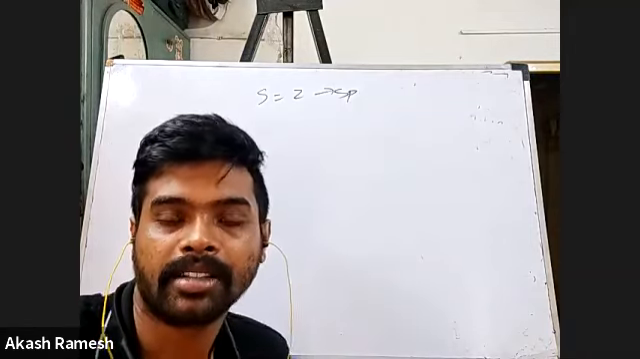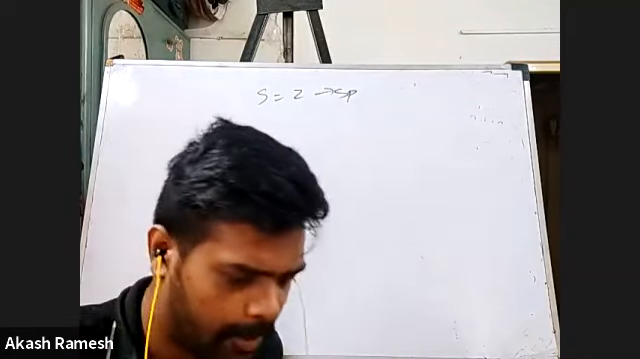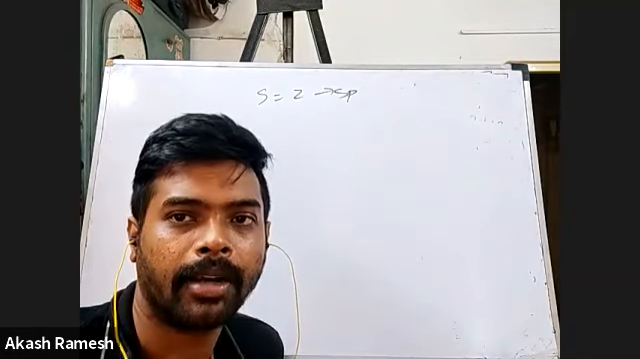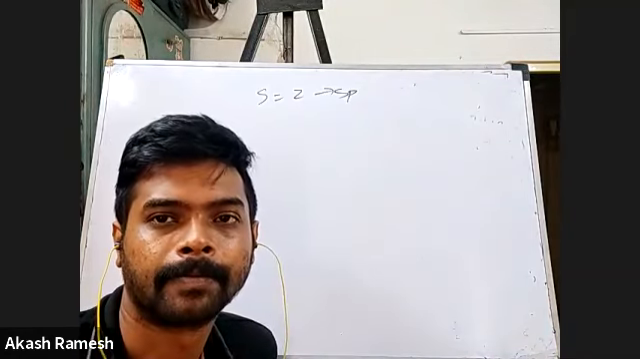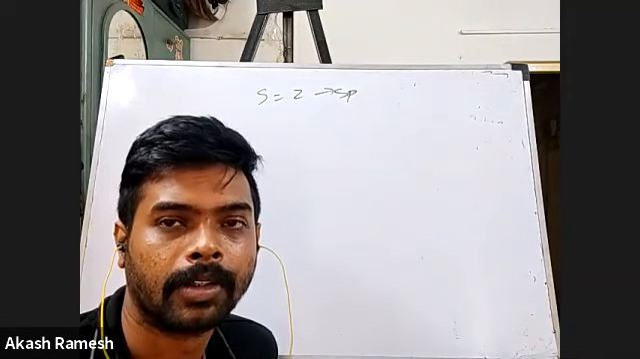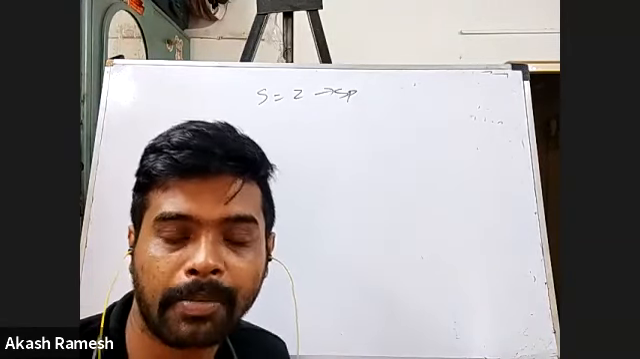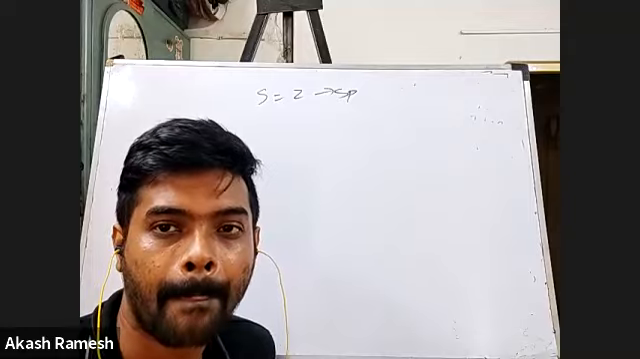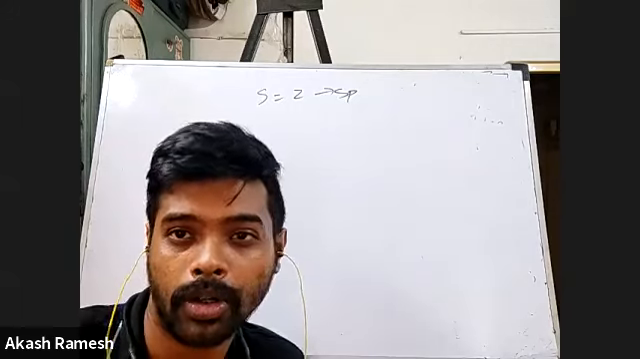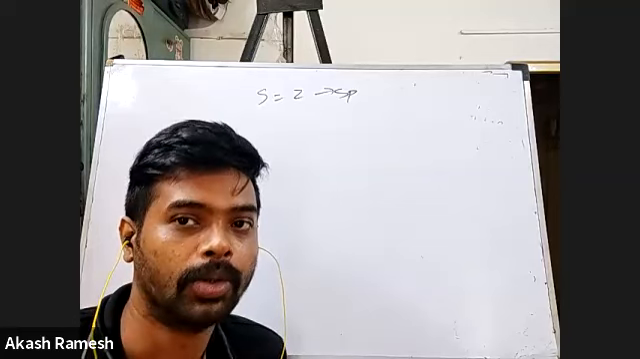So what is the statement for VSEPR? Can someone tell? What was the statement for VSEPR? The shape of the molecule should be in such a way that the electrons in the valence shell suffer minimum repulsion. Exactly.